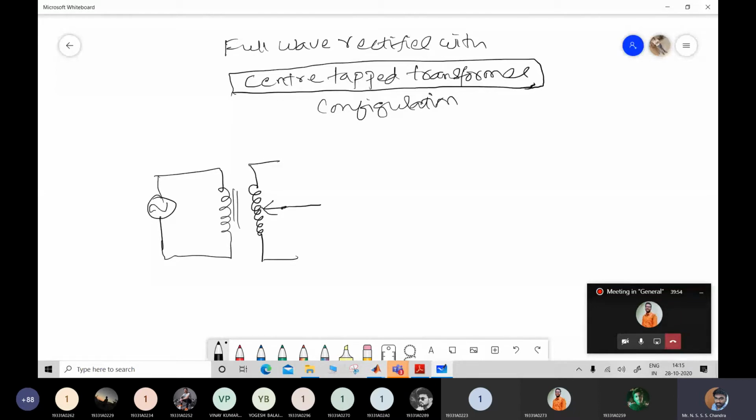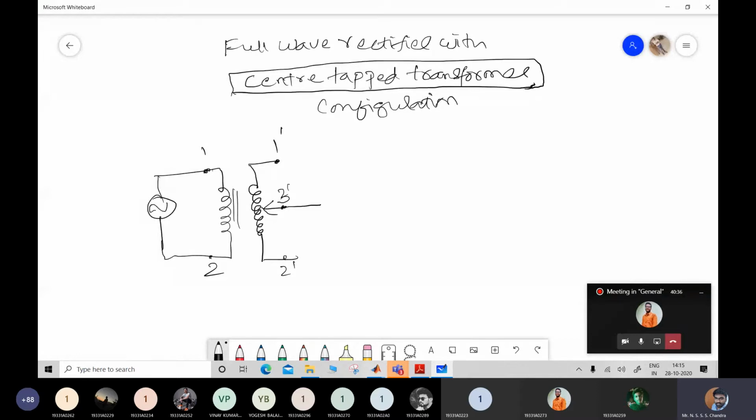Once you learn the transformers topic, you will learn about on-load tap changing transformers and off-load tap changing transformers. This is a fixed transformer. How many terminals are there on the primary winding? Two: this is terminal 1, this is terminal 2. For the secondary, you have 3 terminals: 1 dash, 2 dash, and 3 dash. So you have 3 terminals for this transformer. Such a type of transformer is said to be a center tapped transformer.